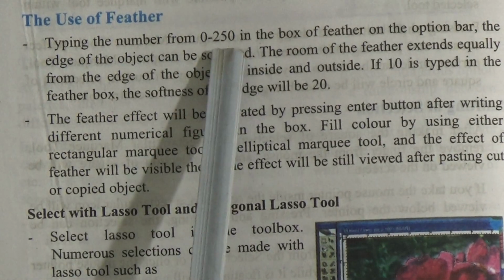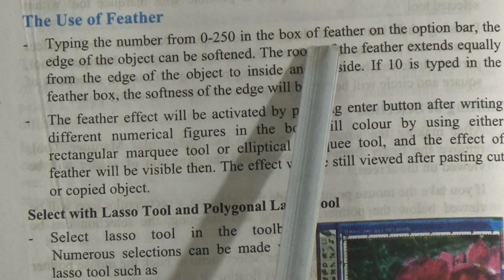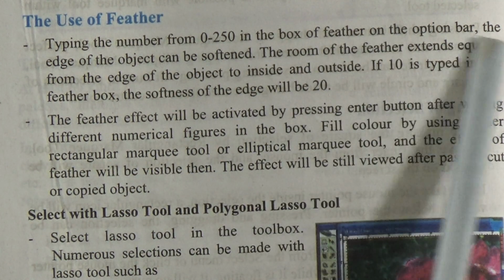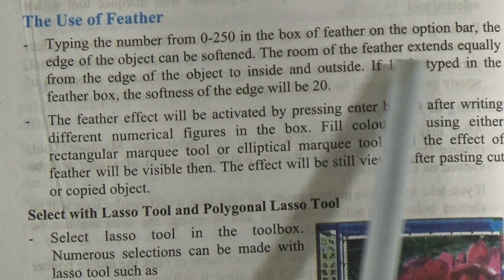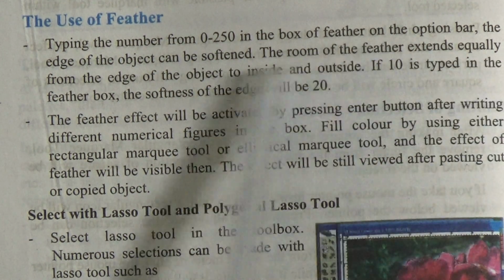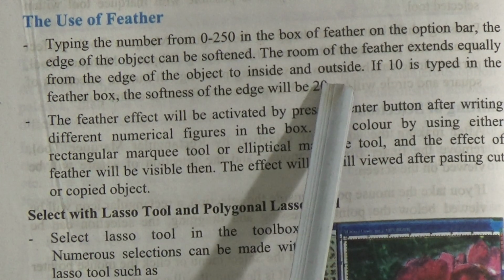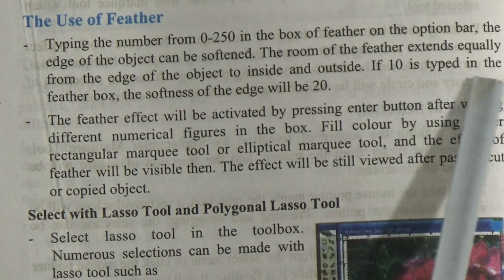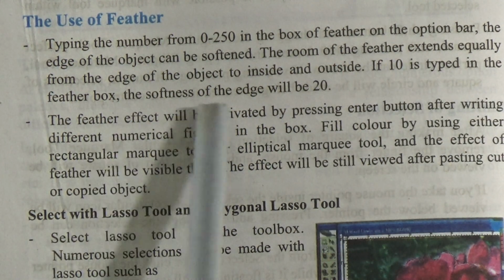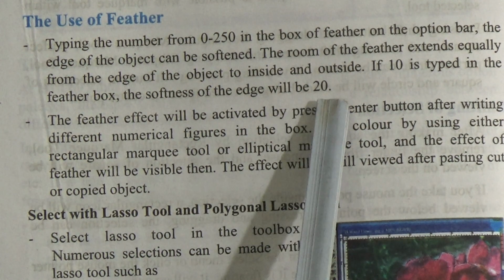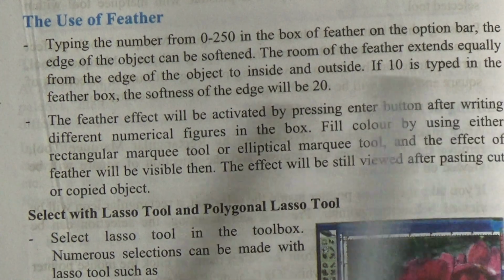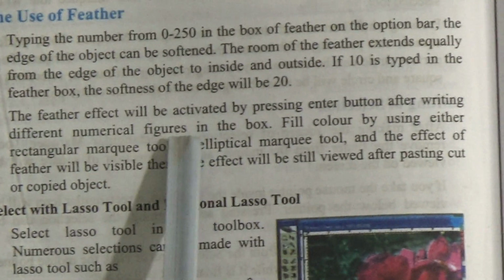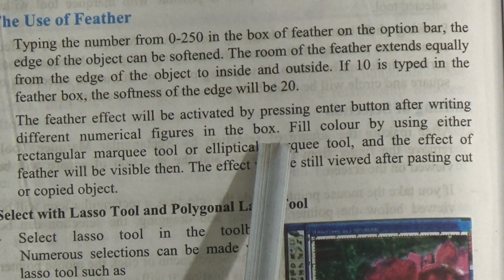The use of feather. By typing a number from 0 to 250 in the feather box on the option bar, the edge of the object can be softened. The range of the feather extends equally from the edge of the object to inside and outside. If 10 is typed in the feather box, the softness of the edge will be 20. The feather effect will be activated by pressing the Enter button after writing different numerical figures in the box.